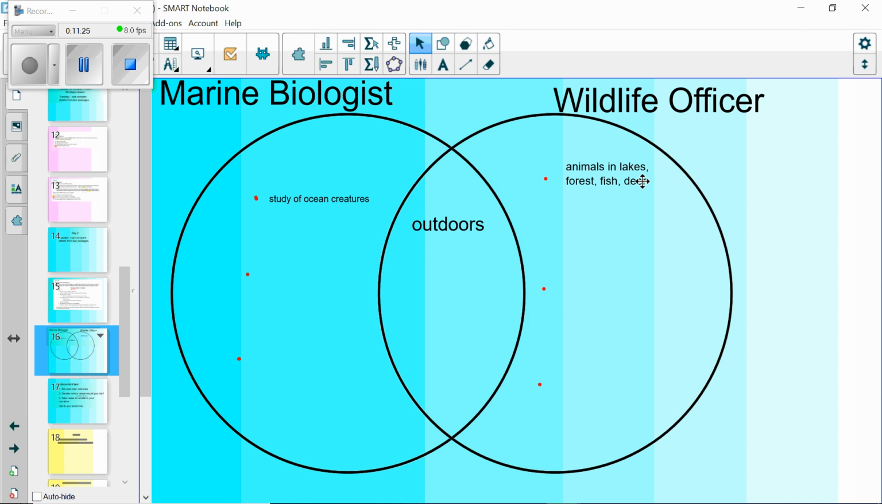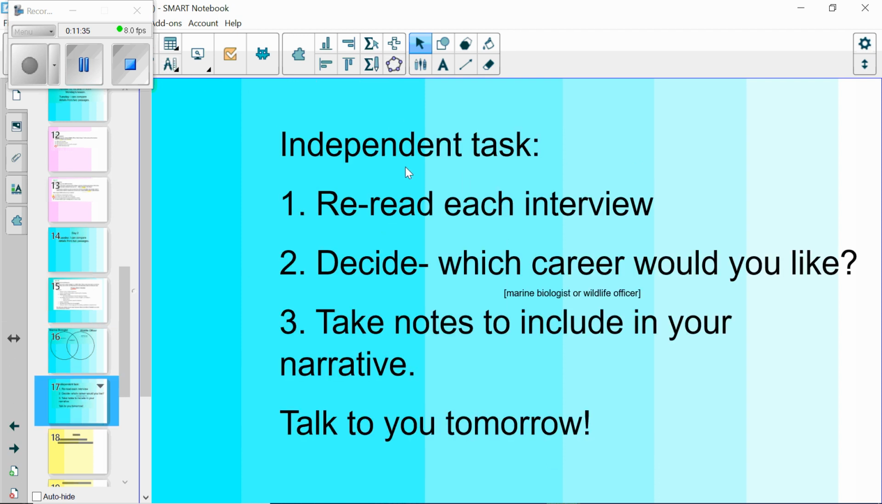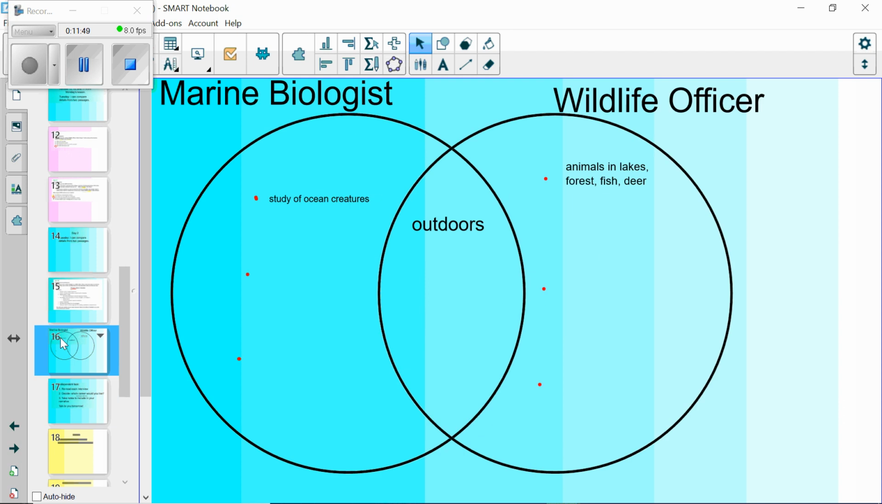And then moving forward on Wednesday, we're going to start taking this information and start planning our story. So that's something to be thinking about. But all I need you to do today is reread each interview, decide which career you like, because tomorrow we're going to start planning our stories. And you have to know, am I going to be a biologist or am I going to be a wildlife officer? So go ahead, fill out the Venn diagram, and decide which career you want.